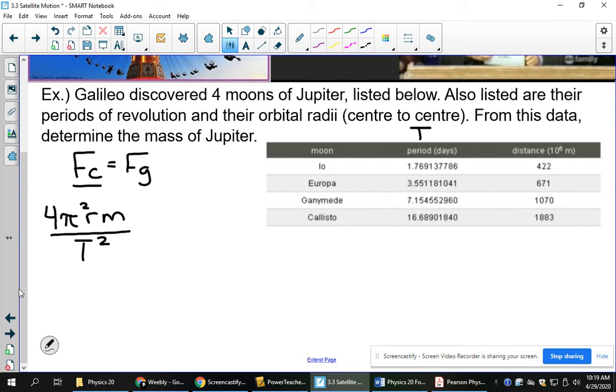I picked the equation from the previous slide or from your formula sheet for centripetal force that has period in it. What should I pick for force gravity now? Well, I need something that has the masses in it and R in it. Here's a formula with the masses and R.